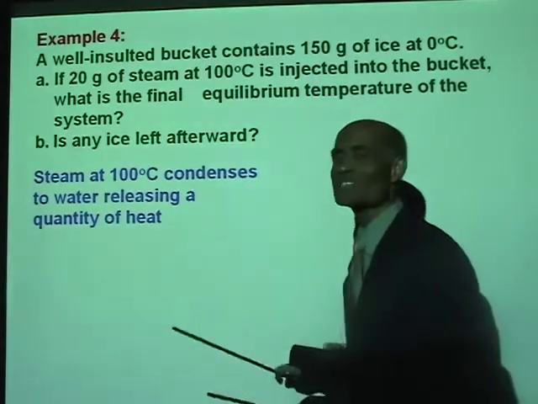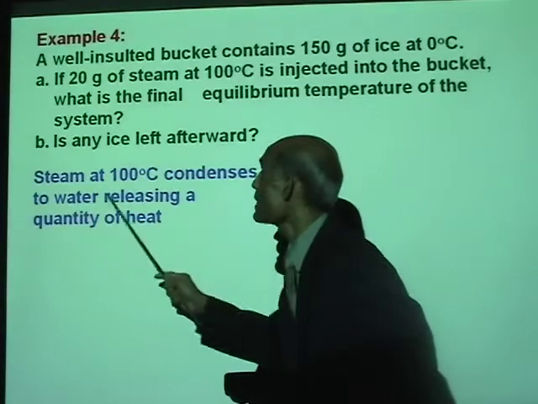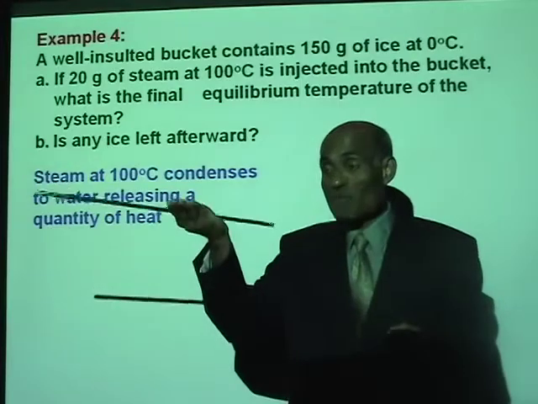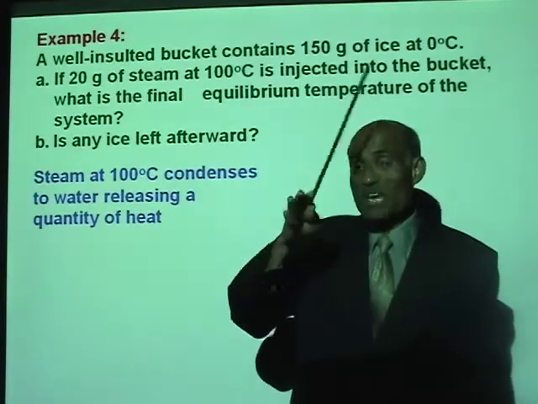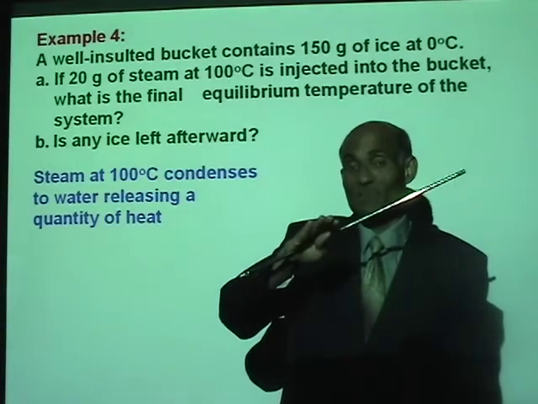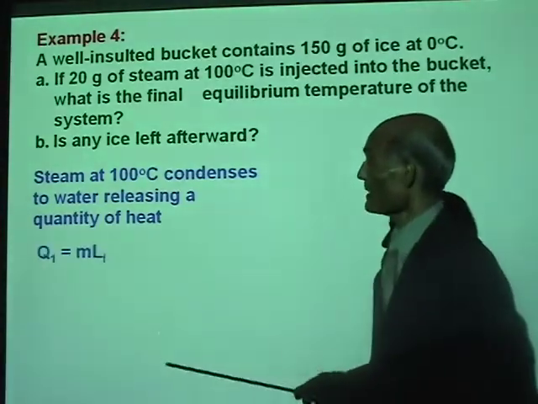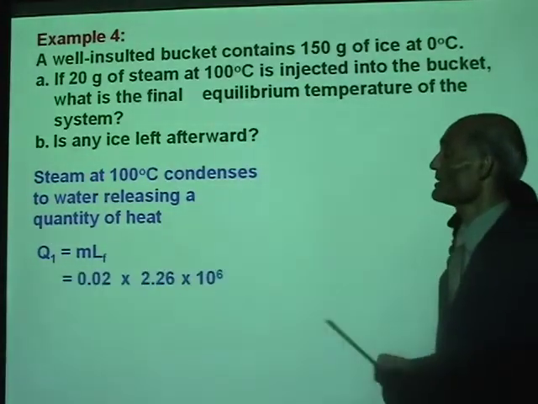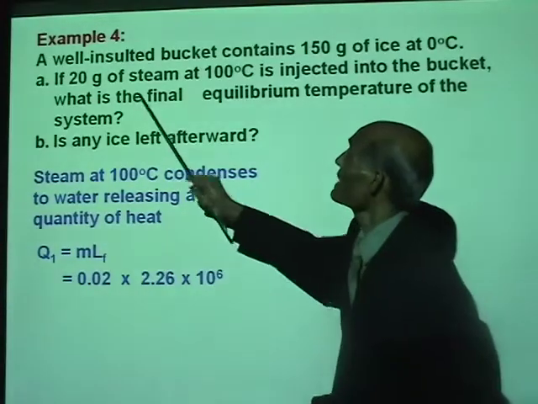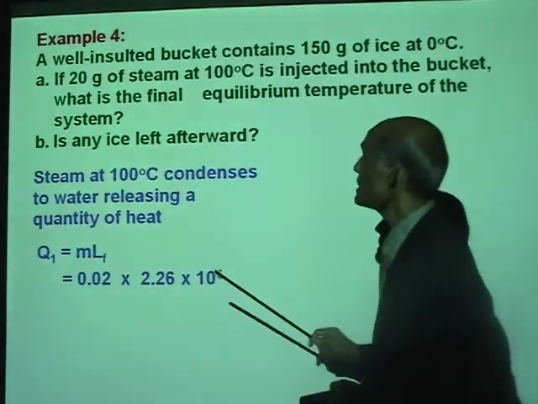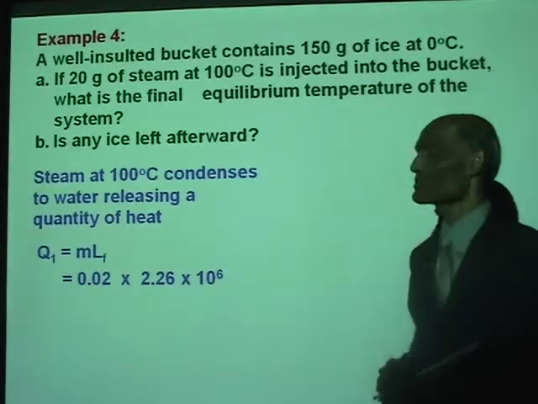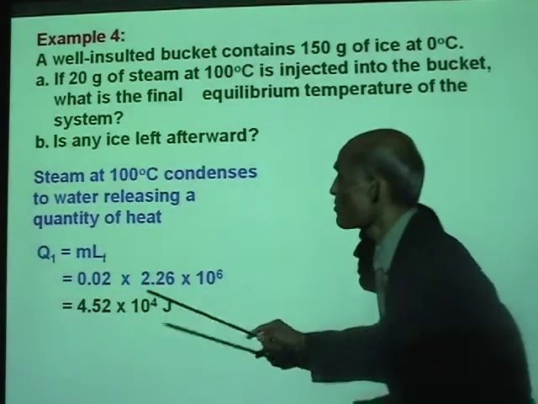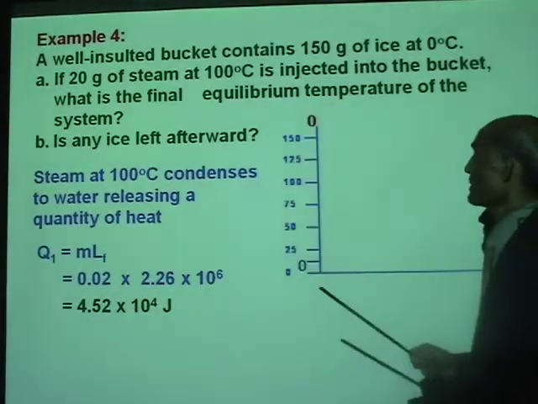Steam at 100 degrees Celsius first condenses to water, releasing a quantity of heat without change in temperature. So steam at 100 degrees Celsius is going to change to water at 100 degrees Celsius without changing temperature. The quantity of heat released will be mass times latent heat of vaporization. And mass is 0.02 kilogram, 20 gram, and latent heat of vaporization is 2.26 times 10 to the 6 joules per kilogram. And that is equal to this quantity. Let's put it on a graph. Where will you draw that?